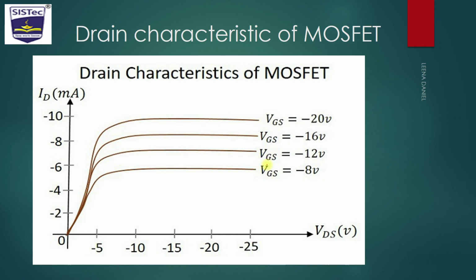So this is the graph for lower values of VDS. The graph is almost linear. Just see, for lower values the graph is almost linear, but after a particular value this curve becomes flat, meaning it gives a stable characteristic. So this is the output characteristic of the MOSFET.